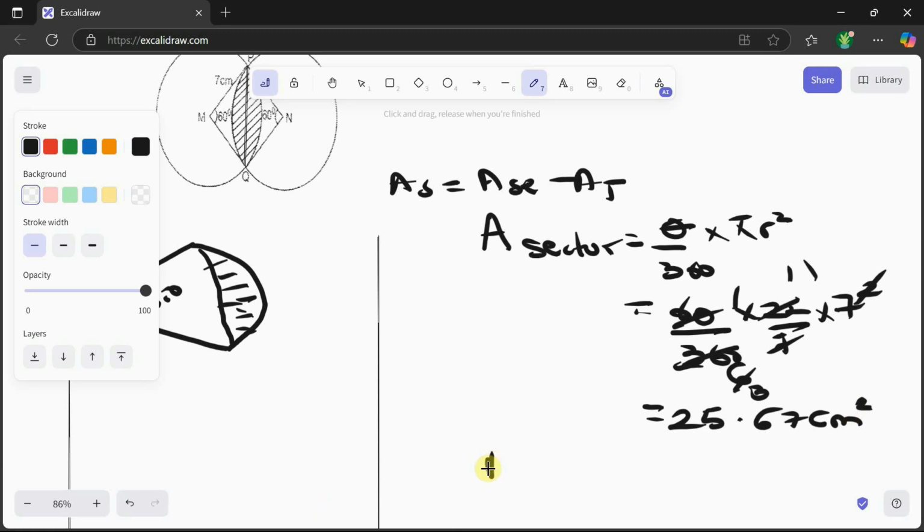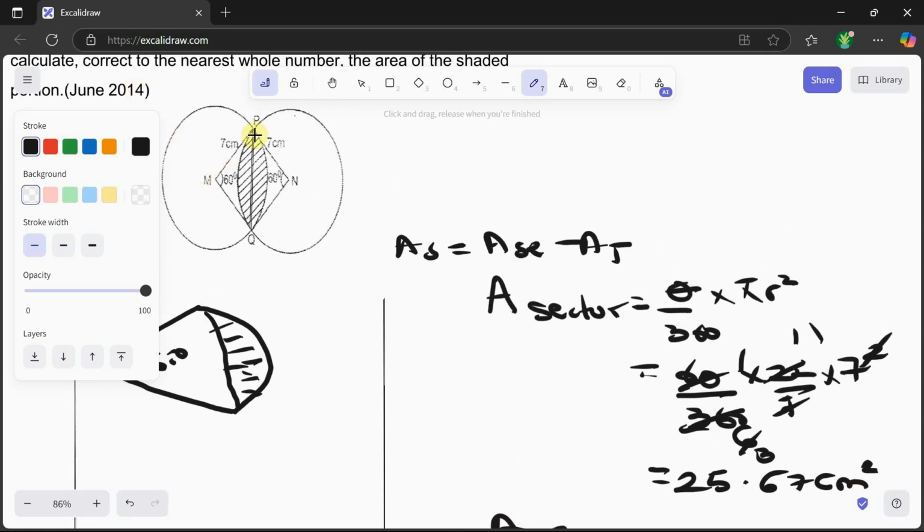And the area of our triangle. So if you come here to this place, we have this 7 centimeters. This place also, the radius, is 7 centimeters, and we have an angle between the 2 points, or between the 2 sides.